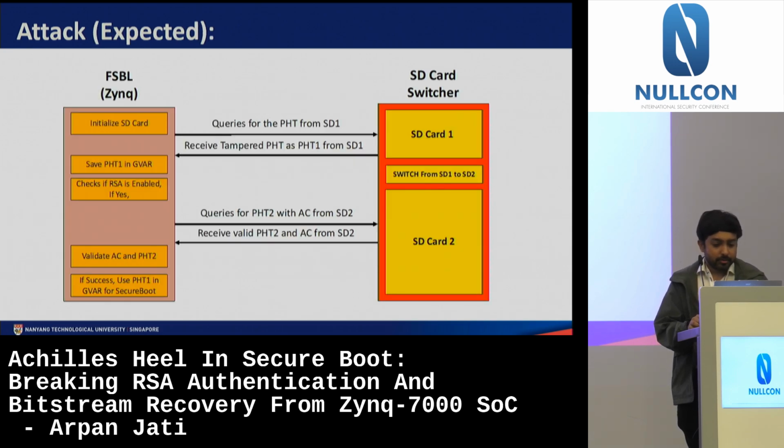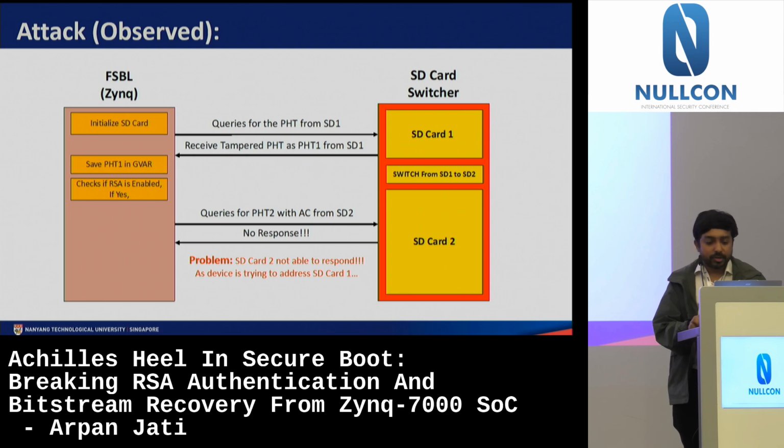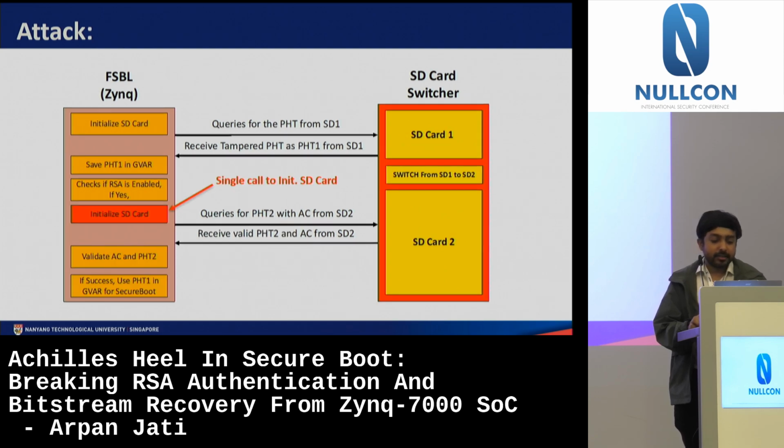Now this is just the flow. It shows that we are sending queries from the PSD to SD1, and it receives the tampered PST, and then it checks, and then again it sends the request to SD card 2, and gets the valid one and authenticates it, but uses PST1. So it goes like that. And as I mentioned, the second call to SD is not there, so we insert it in the image.